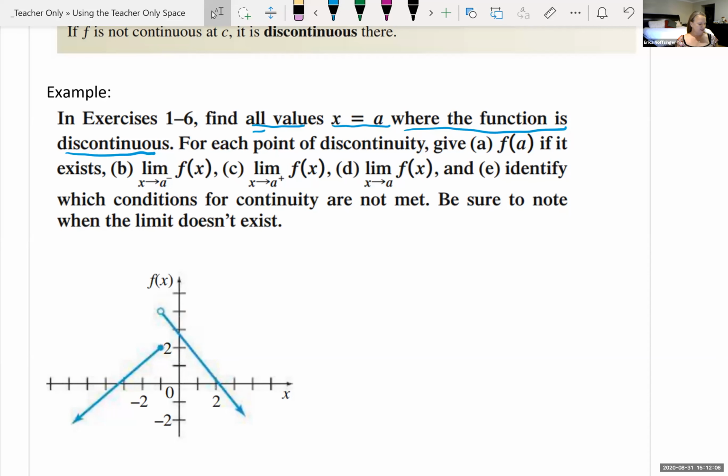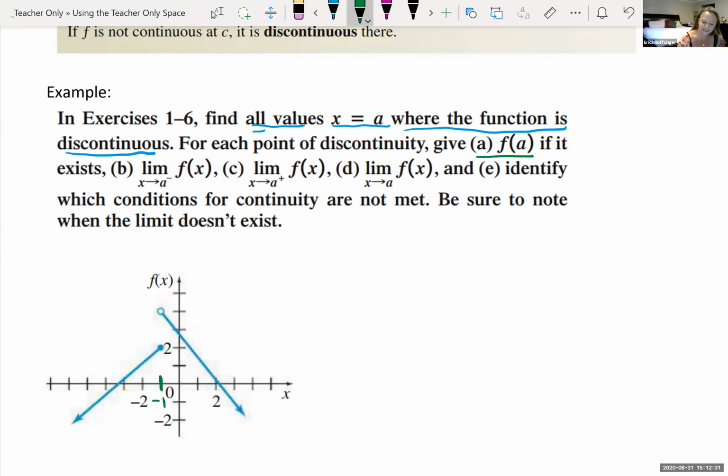Okay, so I was asking you guys to look at the graph and determine which value it looked like it was discontinuous. And then I mentioned that we want to look at where the limit does not look like it approaches the same y value on the left and the right. And so you guys came back with -1. And so let's go through here and let's do part A.